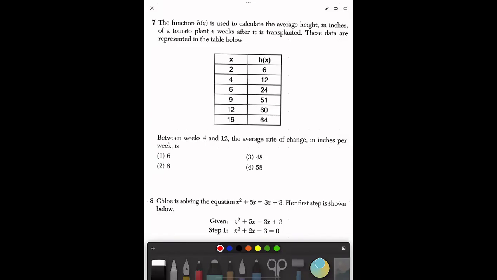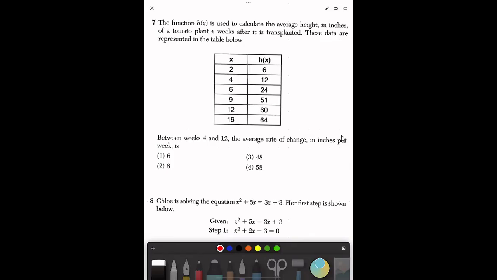Basically, they've given us a function. They want us to calculate the average height of a tomato plant weeks after it's been transplanted. They've given us the data in the table below, and then they want to know between weeks 4 and 12, what was the average rate of change in inches per week.